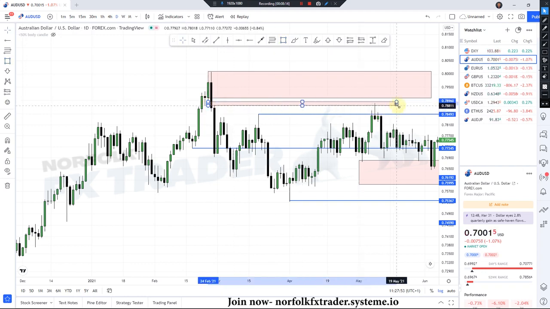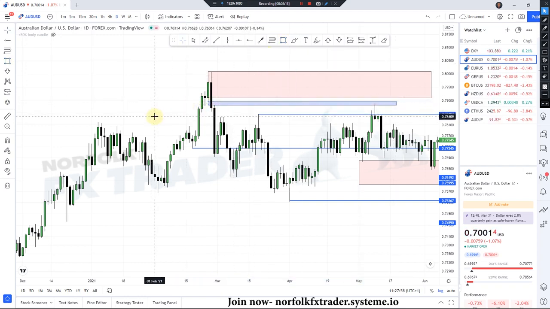Just mark this level out. We have our area of imbalance. That's where those block of orders are sitting above this previous high. Now we do have just above there as well this leftover area of imbalance. You can see that gets filled on that next candle. We push up into the next area of imbalance.